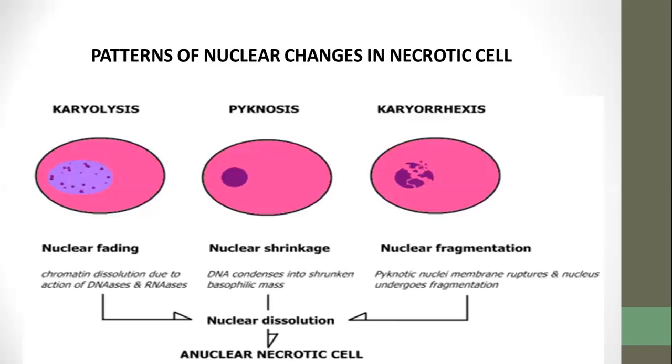Here you can see the changes that occur in the nucleus, and these are the patterns of nuclear changes seen in a necrotic cell. These are karyolysis when the nucleus fades away, pyknosis when the nucleus shrinks, and karyorrhexis when there is nuclear fragmentation. And finally, the necrotic cell becomes anucleate.